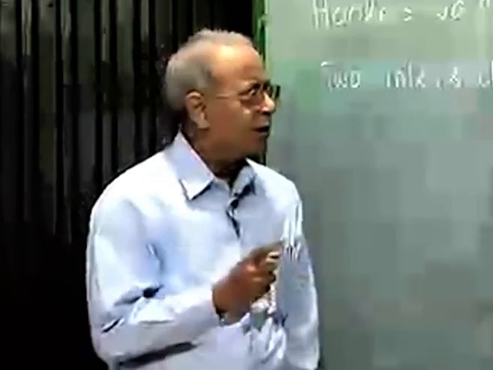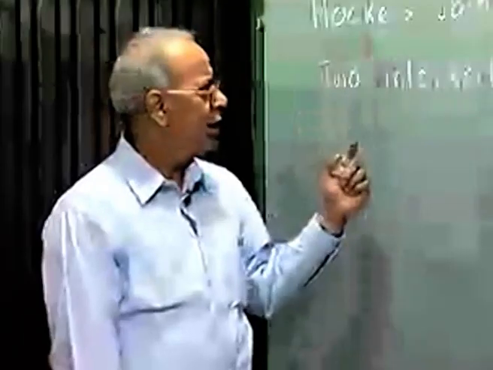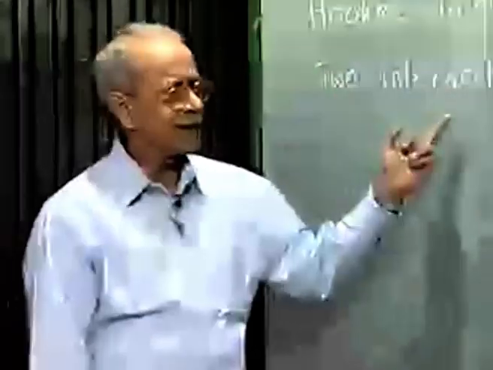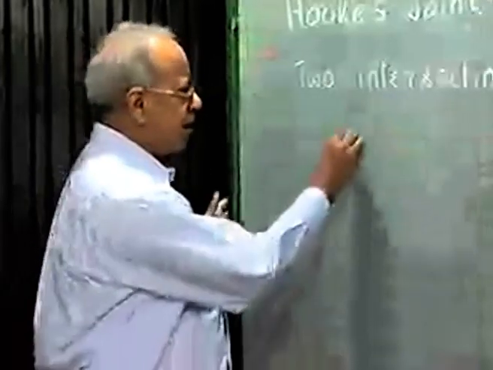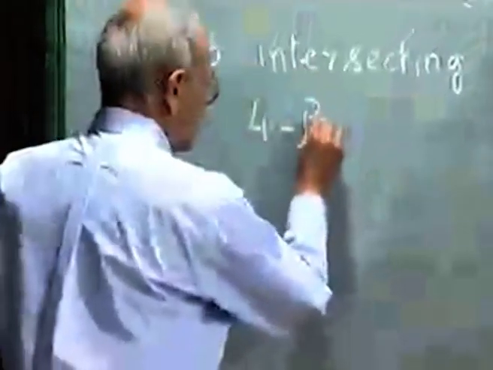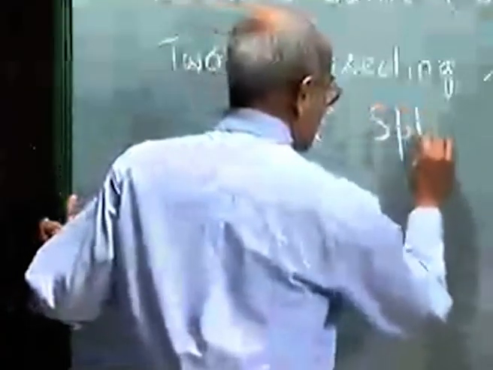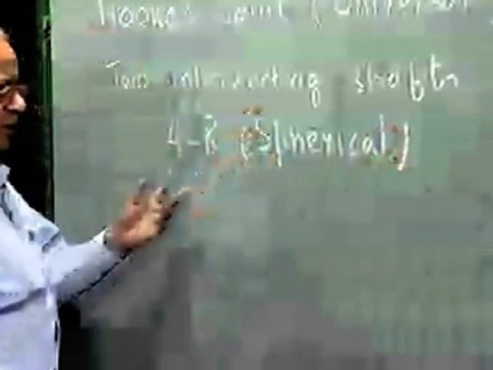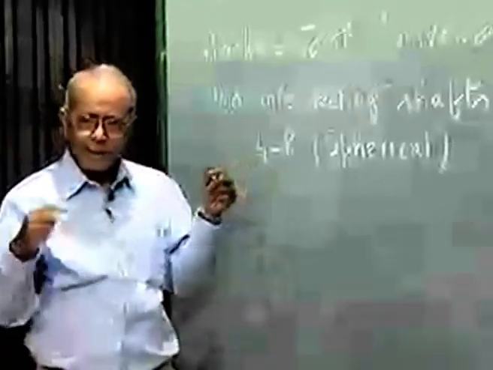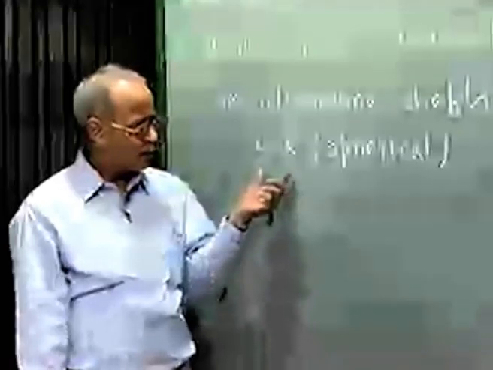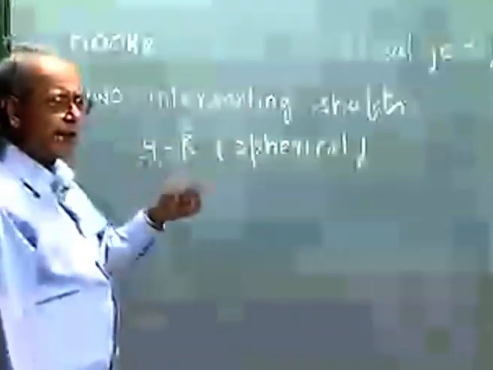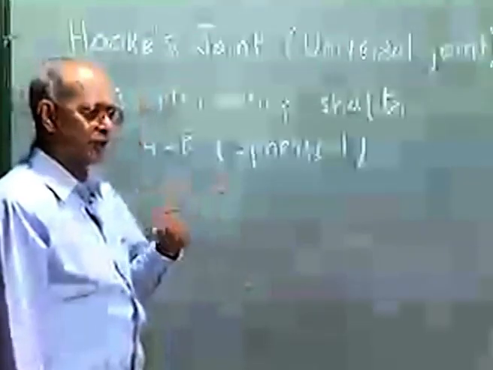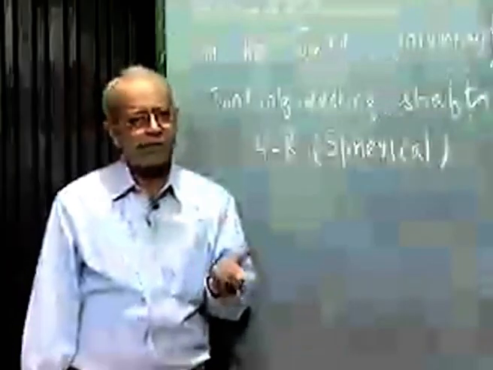After that, we discussed what we call a Hooke's joint or a universal joint, which is used again in automobiles to connect two intersecting shafts. This is nothing but a 4R mechanism, but it is a spherical linkage because all the revolute axes are not parallel but rather intersect at one point. Then we showed that in this kind of connection we cannot transmit a uniform constant angular velocity ratio. That means if the input shaft rotates at constant speed, the output shaft rotates at variable speed.